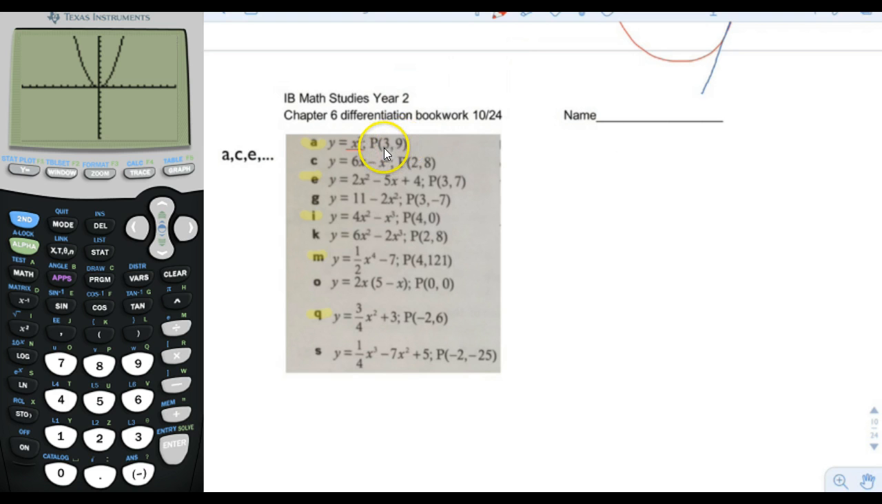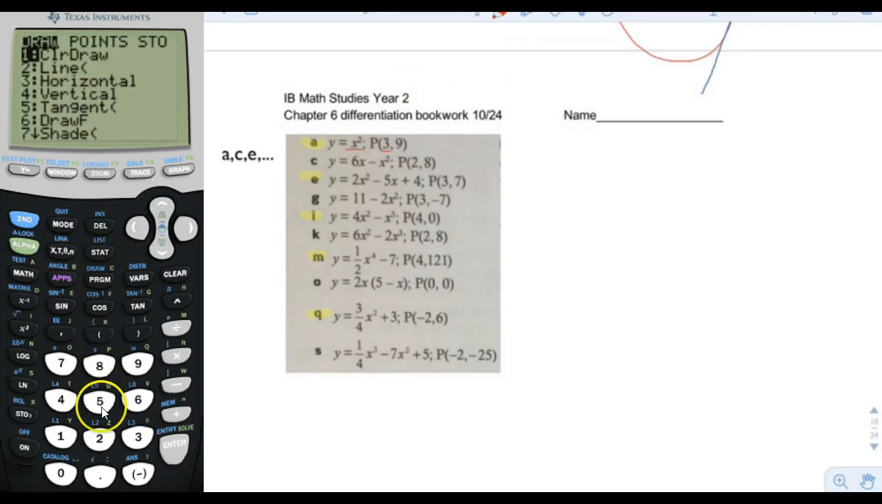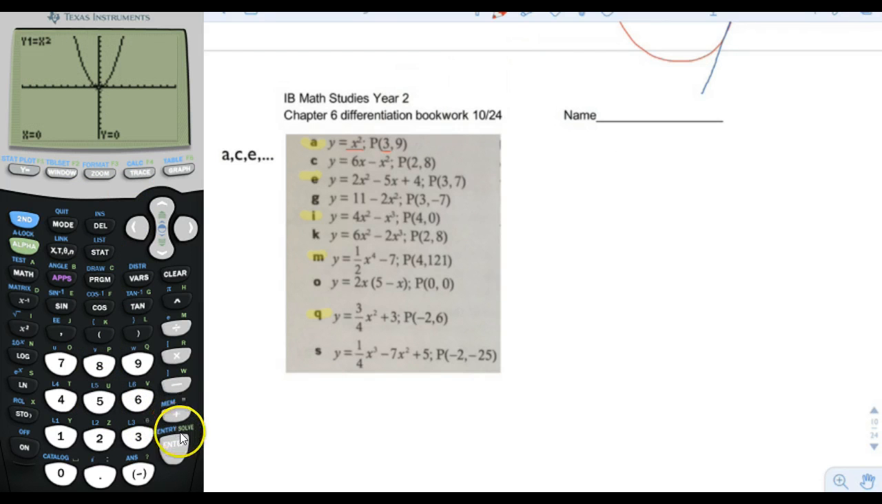And then it says that it wants to know what the tangent line would be at 3, 9. Actually, we only need to know the x coordinates. So we just look at the 3. We don't need to look at the 9. They're giving us the y coordinate also, but we do not need it. So we take the 3 and we are going to draw a tangent. So we do second draw. There we go. And then we go down to tangent number 5. And then we hit 3.